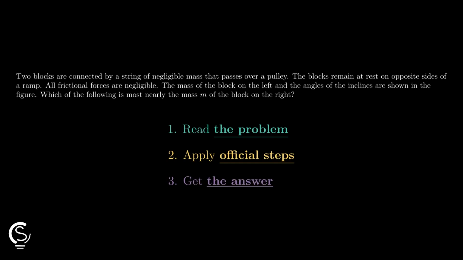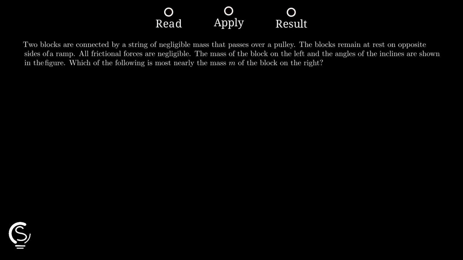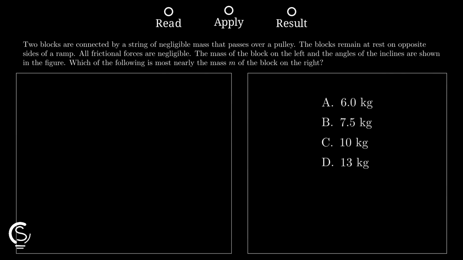Finding the mass of a block on a ramp is easy if you know the trick. Let's solve this physics problem together right now. First, we look at the forces acting parallel to the inclines. Since the system is at rest, the gravitational components pulling each block downward must be perfectly equal to each other.